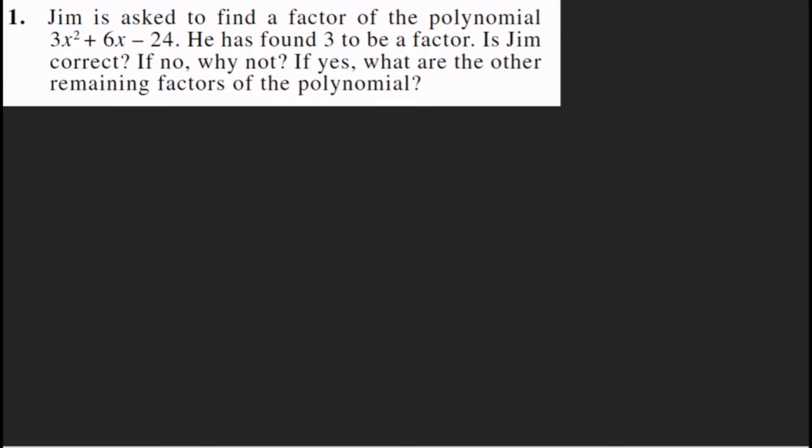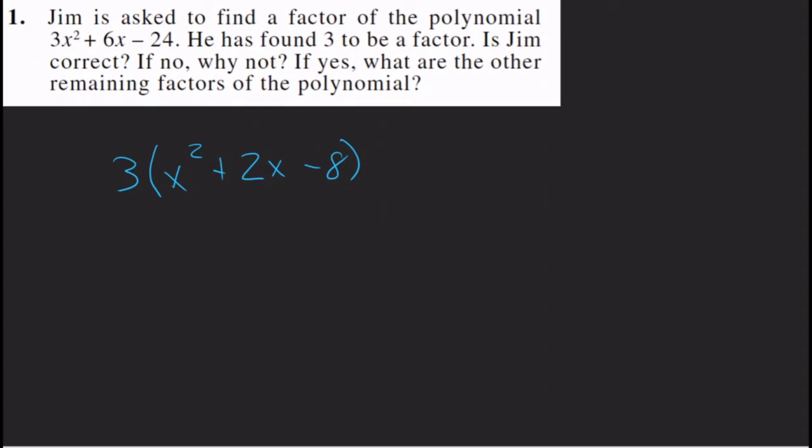Jim is asked to find a factor of the polynomial 3x squared plus 6x minus 24. He has found 3 to be a factor. Is Jim correct? If no, why not? If yes, what are the other remaining factors of the polynomial? Okay, so Jim is correct because each term is divisible by 3. Okay, and so you can actually factor out that 3, and you would be left with x squared plus, it's not 6, excuse me, x squared plus 2x minus 8.